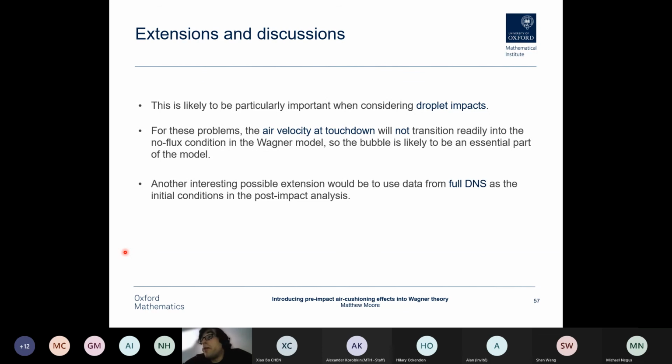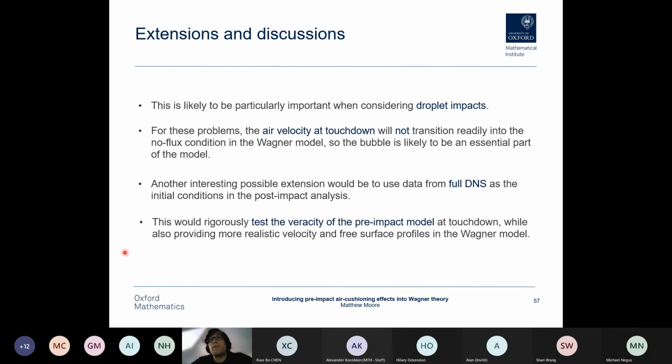So aside from thinking about the entrapped bubble, another possible extension would be to not use simply the reduced model solution for the pre-impact dynamics, but actually to use the wealth of powerful DNS software that we have out there now to take solutions of the full Navier-Stokes problem and use that as initial data for Wagner under appropriate assumptions. So provided we could make similar assumptions to those we've made with our reduced model, we could take actual full realistic data from full DNS and use that as initial conditions in the post-impact dynamics. And that would really help us analyze what's going on in the Wagner model.